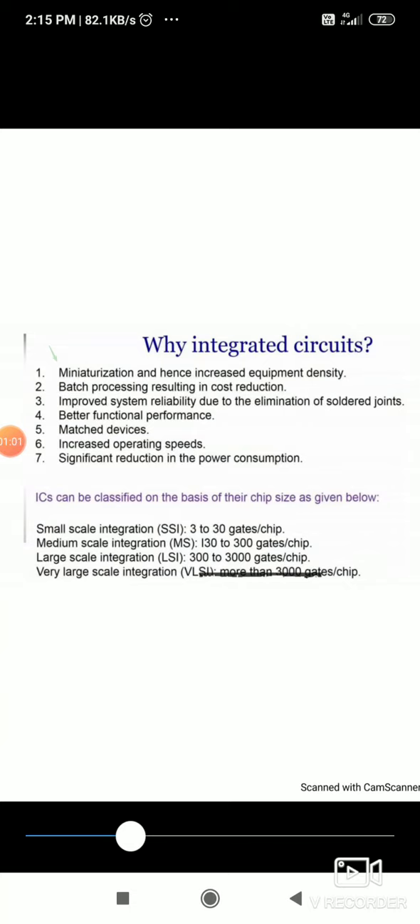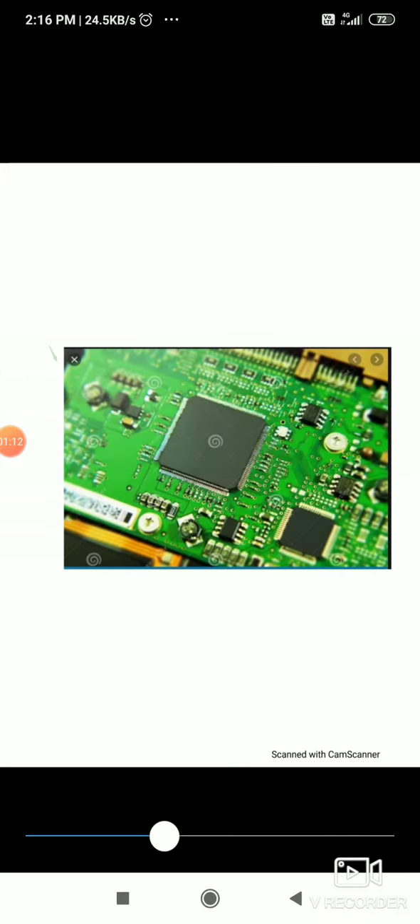These are based on the classification, based on three types: based on the application and level of integration, and based on the fabrication, there are three types of integrated circuits.